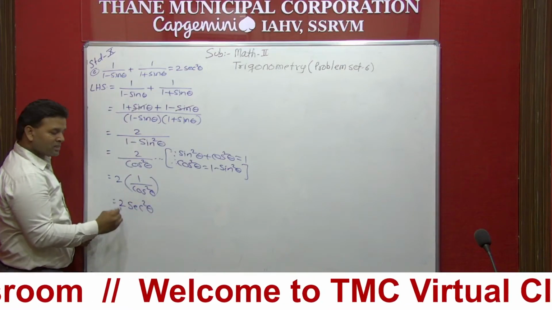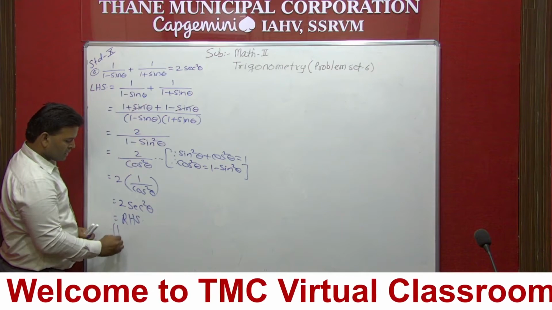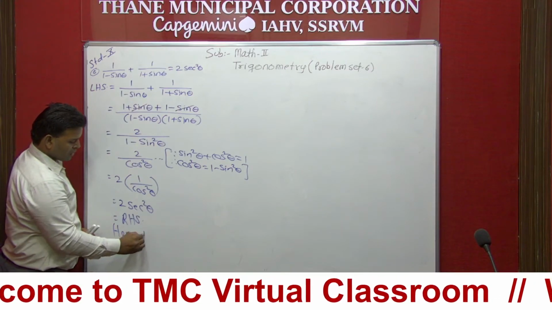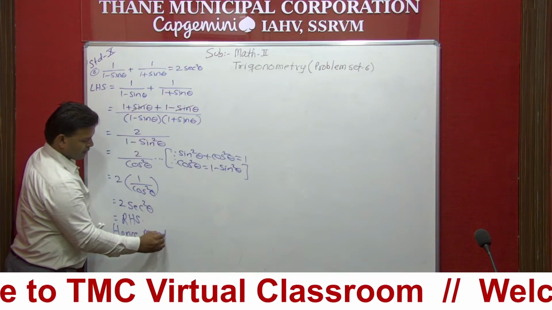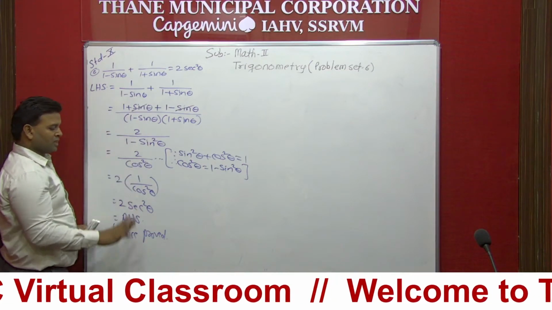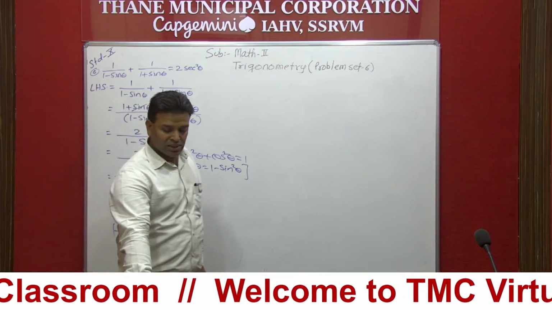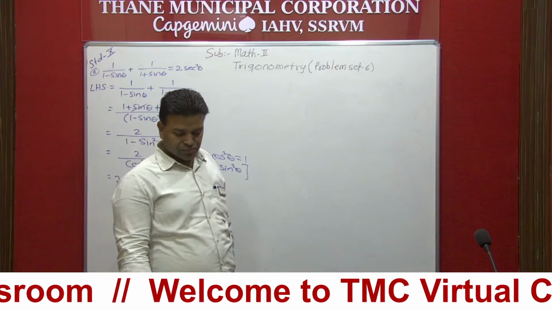This is our right hand side. Here this is RHS, and hence proved. Here we have completed question number 6. Now let us see the next question. This is one of the very important questions. Let us see the next question.